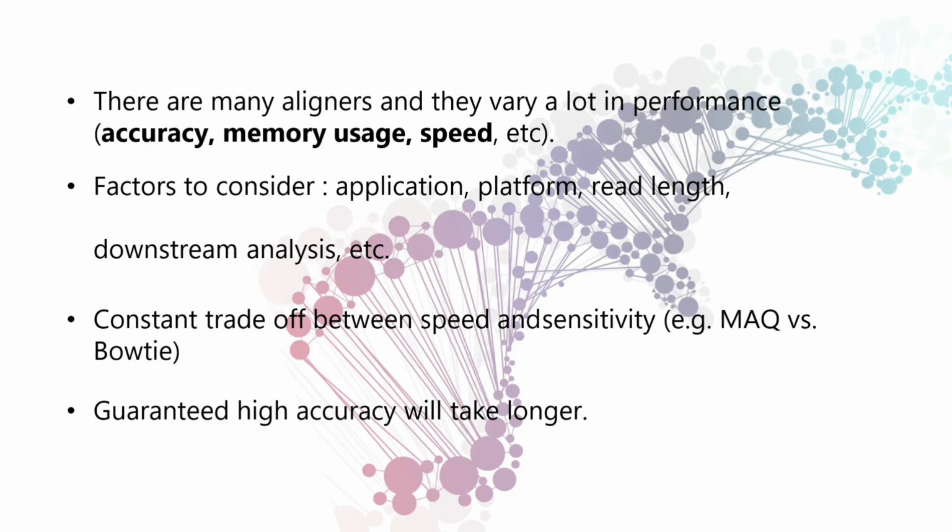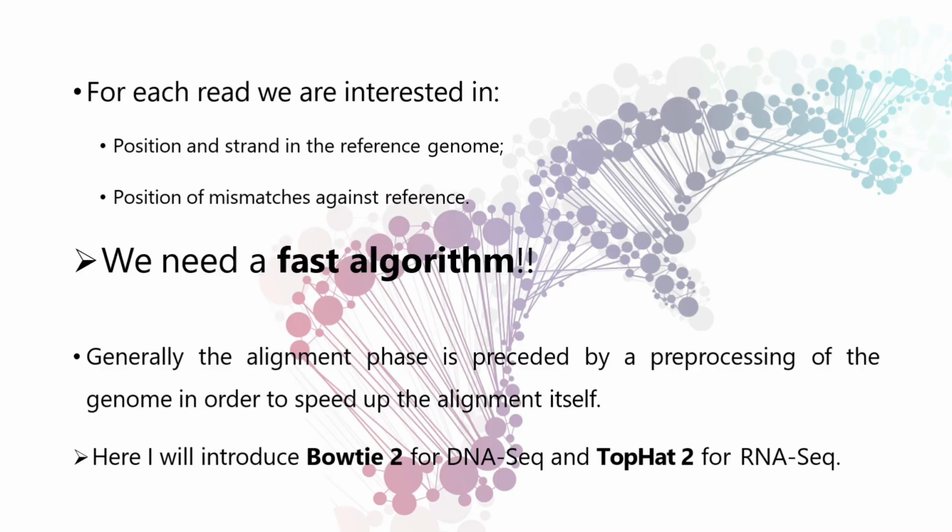For each read, we are interested in the position, the position of mismatches, and the variants that we call. So we need a fast algorithm. We need tools like Bowtie, BWA, and TopHat. So what are we using? We will be using Bowtie and BWA.